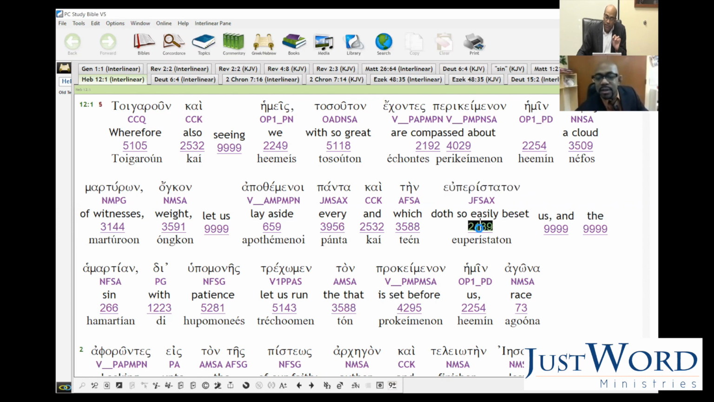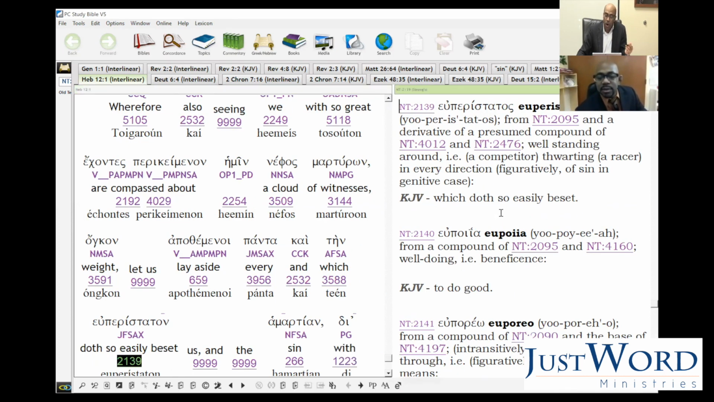It is the word huperistaton. This Greek word, huperistaton, is from 2095, derived from a presumed compound. And what it literally means is right here. I want you to read it for me, bro. It is well standing around, a competitor, a racer in every direction, figuratively of sin, in the genitive case. Okay. And so the word for does so easily beset us is a word which means well standing around in every direction. It is standing around in every direction.